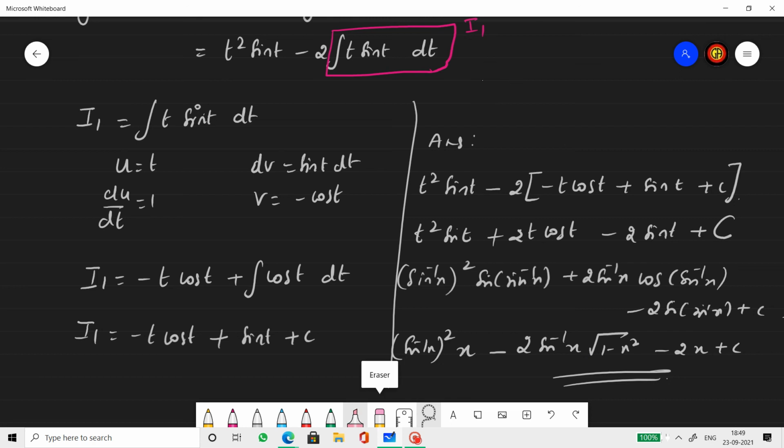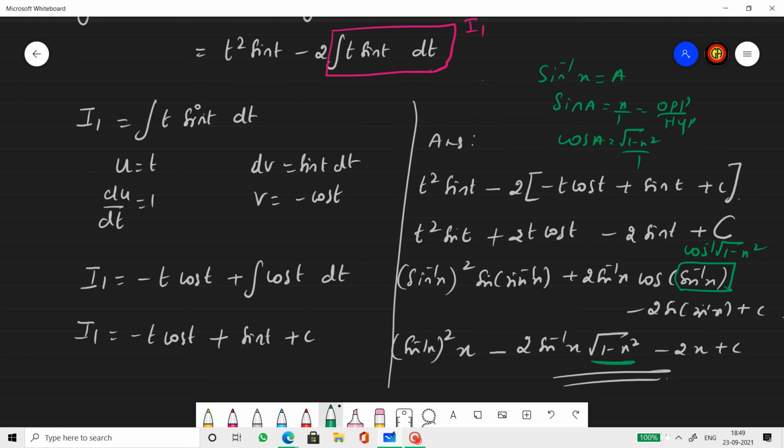That's because we assume sine inverse x is equal to a. So sine a will be x by 1, which is opposite side by hypotenuse side. So adjacent will be root over 1 minus x square. So cos a will be root over 1 minus x square by 1. So I change this cos of sine inverse x to root over 1 minus x square. This way we get the answer for this question.